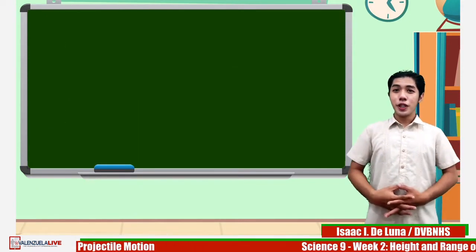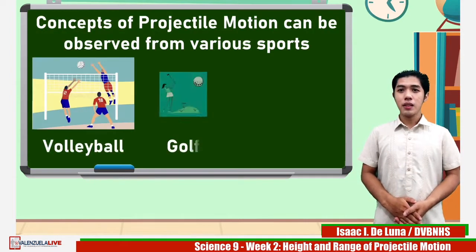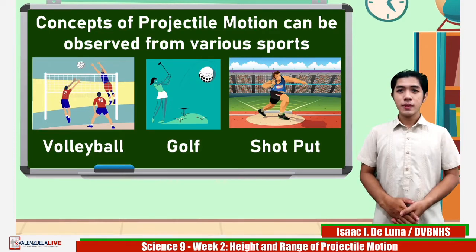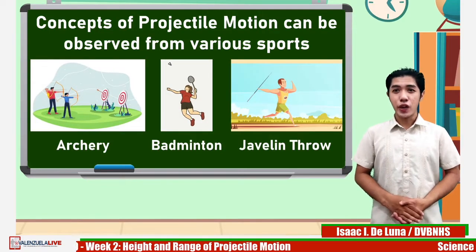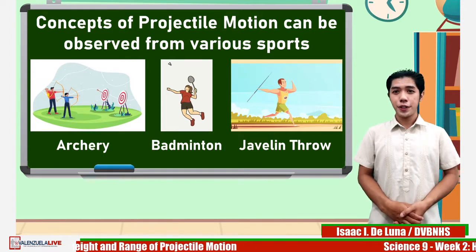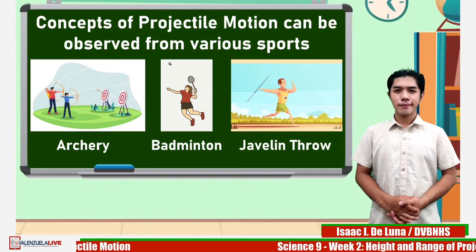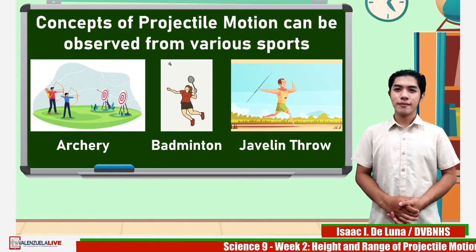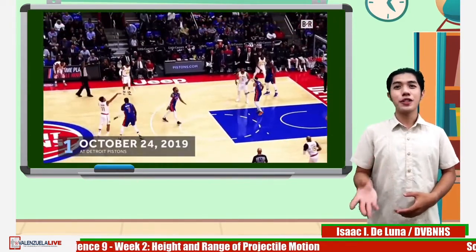Concepts of projectile motion are usually observed from various sports such as volleyball, golf, shot put, archery, badminton, javelin throw, and many more. Can you think of other sports that involve projectile motion? Type it in the comment section below. Basketball. Definitely, basketball involves concepts of projectile motion.